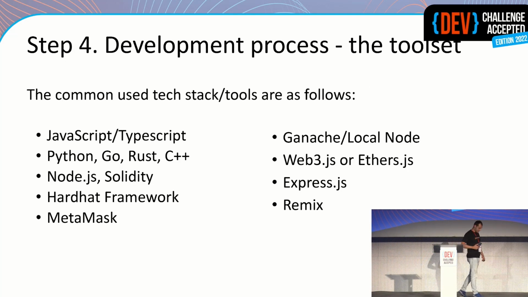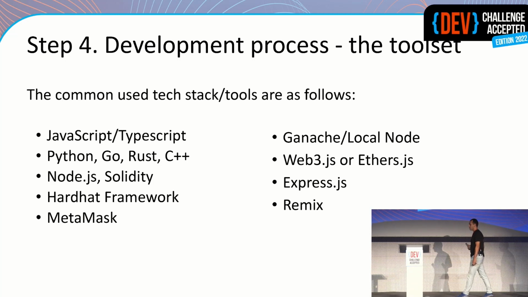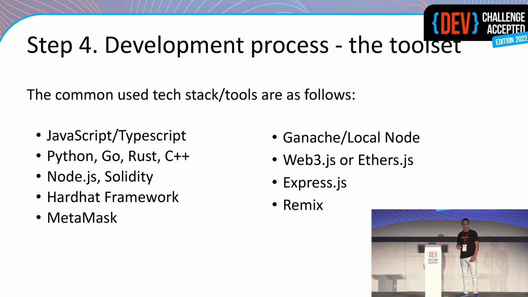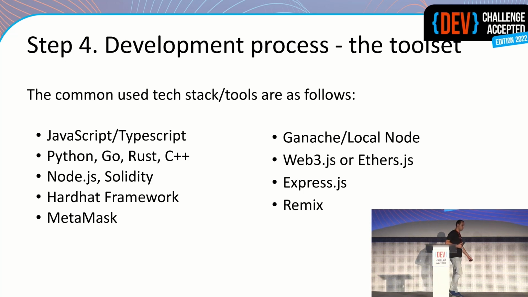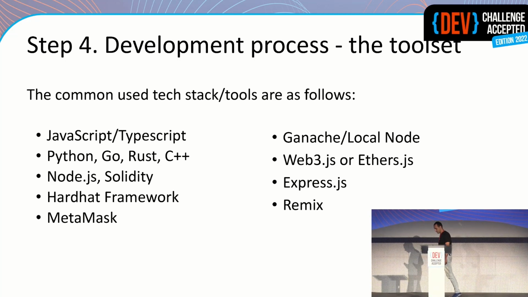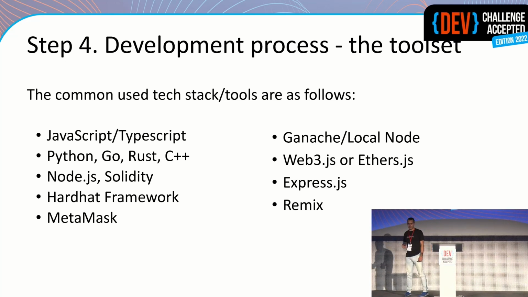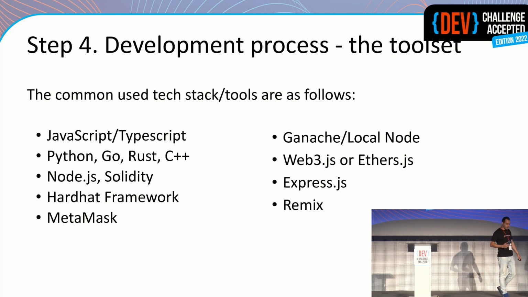And then the most enjoyable part for me is the development process, and you need to choose the toolset. You're developers, here you know. We use JavaScript and TypeScript typically for the front end. Frameworks like React, Vue, even Angular are good to be used. Then Python, Go, Rust, and C++ are used for more backend stuff and more complicated and fast operations. Node.js and Solidity. Solidity is the language that smart contracts are created in.